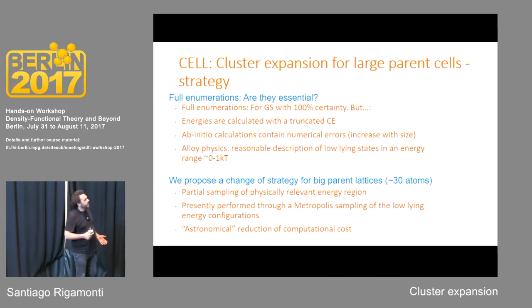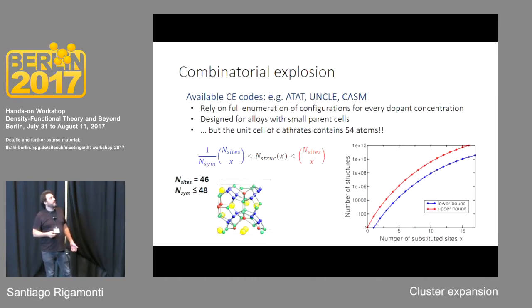So we propose a change of strategy for large parent lattices, where the limit is around 30 atoms. It consists of a partial sampling of the physically relevant energy region for an alloy. And this implies an astronomical reduction of computational costs, and by astronomical, I mean numbers like this one.